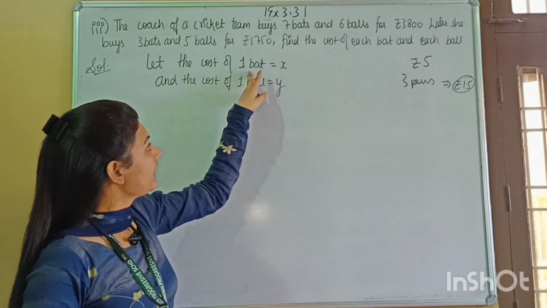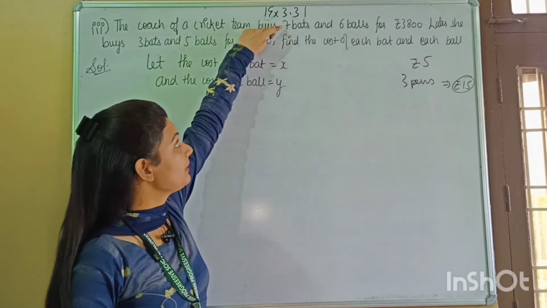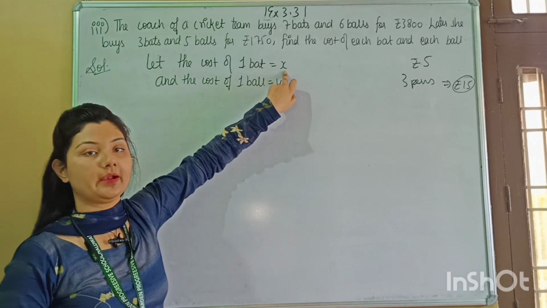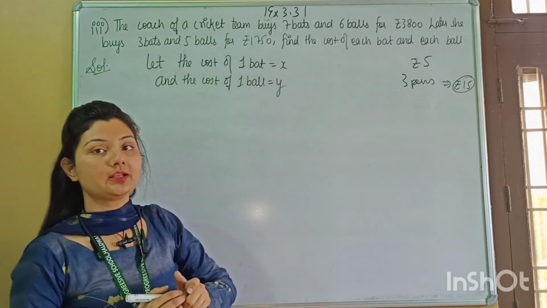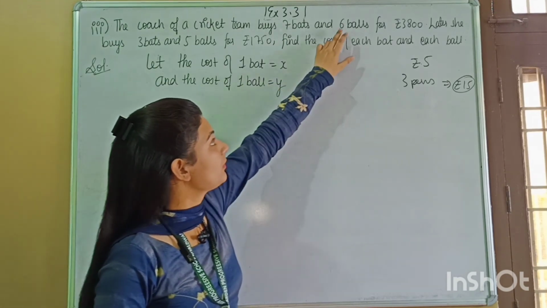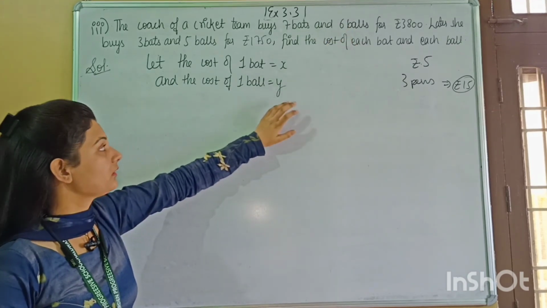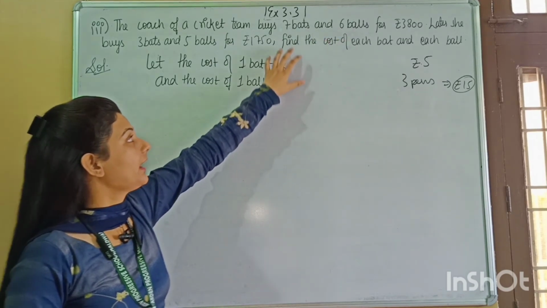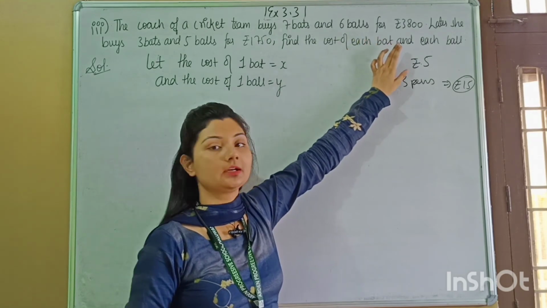The cost of one bat is X and the total number of bats is 7. So we are multiplying the total number of bats by the cost of one bat, that is 7 into X. And the cost of one ball is Y and the total number of balls is 6. So we are multiplying the number of balls with the cost of one ball, that is 6 into Y. And adding the value of bat and ball, we will get rupees 3800.